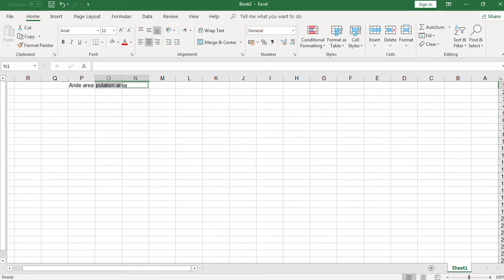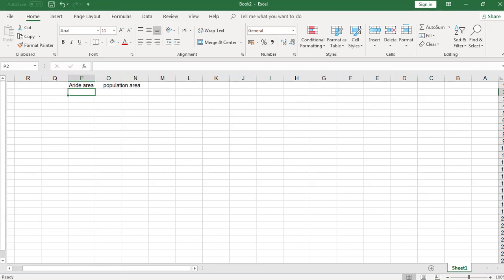merge here these two cells. Control Z. Merge in center. Okay.